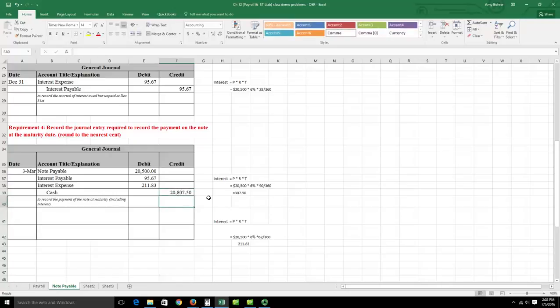So the last thing we have to do when we record a journal entry that has multiple debits and credits is make sure that my journal entry is in balance. If I add up the 20,500, 95.67, and 211.83, you can see down here Excel tells me that that adds up to 20,807.50, and I have 20,807.50 worth of credits. So my journal entry is in balance.